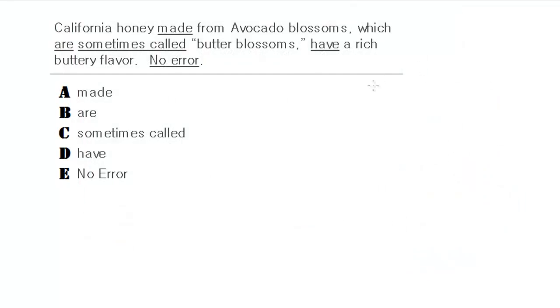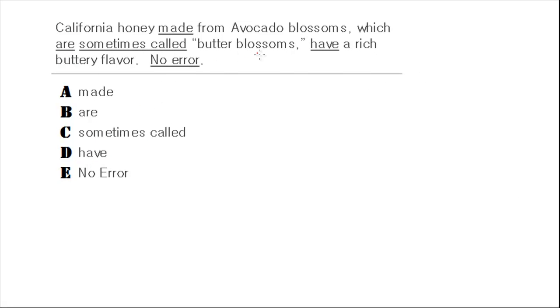Alright, so let's look at this question. This is a pretty straightforward question, but I think it's tricky for all the kids because of this S, and you'll see what I'm talking about. So it says California honey, made from avocado blossoms, which are sometimes called butter blossoms, have a rich buttery flavor. So you have to always find what?